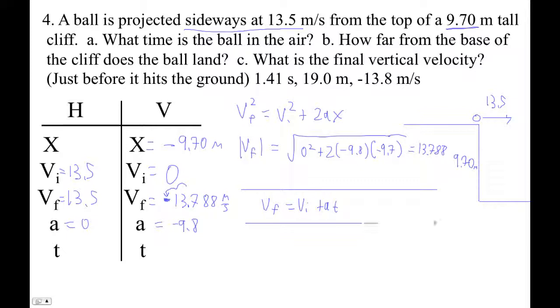Okay, and now to find time, you could use VF as VI plus AT. I'm not going to choose that one. I'm actually going to use X as 1/2 AT squared. So negative 9.7 is 1/2 negative 9.8 t squared. So now I'm set. I'm going to take my calculator. I'm going to go negative 9.7 times 2 to get rid of the 1/2. So I go times 2 divided by negative 9.8. And I hit enter because that's going to equal t squared, right?